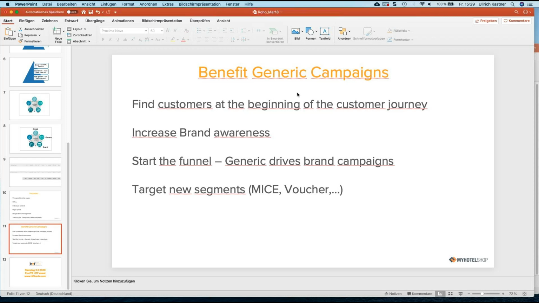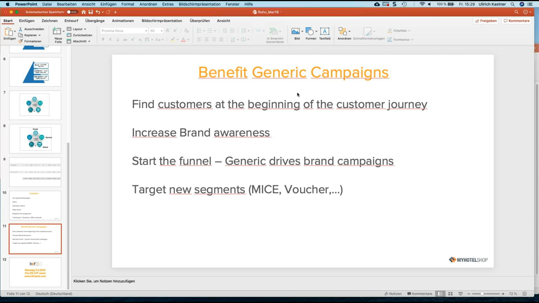Obviously, if you position your brand in generic advertising, it can also indirectly increase your brand awareness to people that haven't seen you before. But more important is that you start the funnel, right? Because if you're there, people find you, and once they found you, they come back. And then they might come through the brand campaigns, with the example that I had from Hilton before.